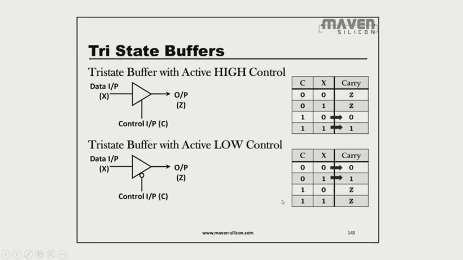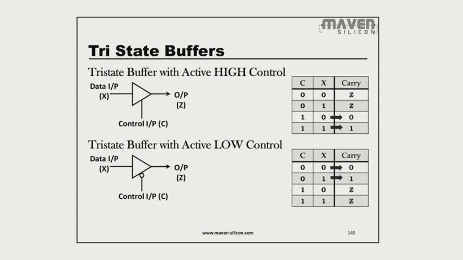First we will talk about the tri-state buffers. A buffer is a circuit which just takes the input and produces it at the output. But in a tri-state buffer there is a controlling input, so we can control when the input goes to the output.